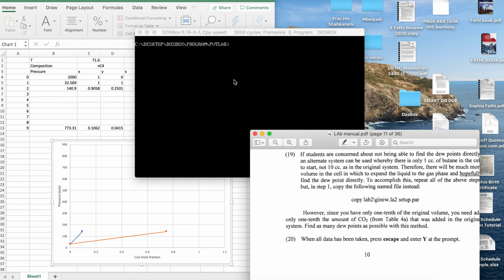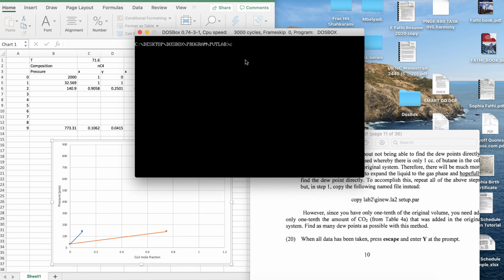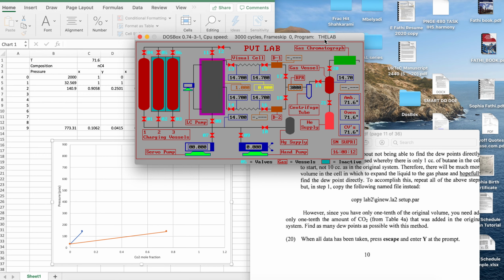And for that point, I'm going to use a smaller amount of liquid. Remember, originally we had 10 cc's of N-butane. So I'm going to still do lab 2. I'm doing copy lab 2, group 1. It says GI, where I stands for your group number. This time I say new, still lab 2, LA2 setup dot par, and then I say the lab.